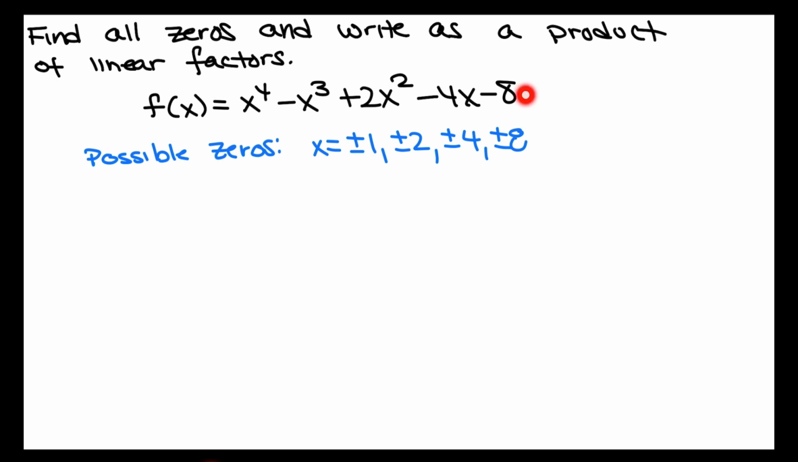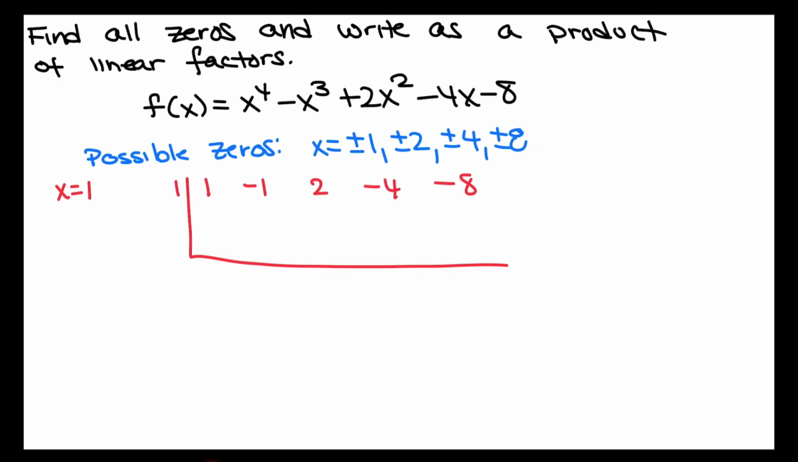The constant is 8. 8 is 1 times 8 or 2 times 4. So it's divisible by 1, 2, 4, or 8. My leading coefficient is 1. So my zeros are 1 over 1, 2 over 1, 4 over 1, or 8 over 1. And they could be positive or negative.